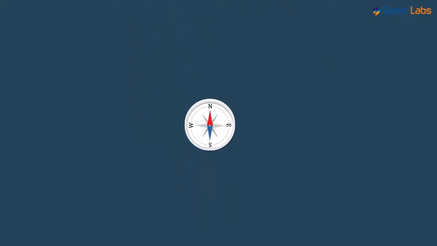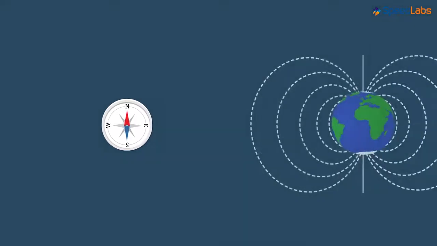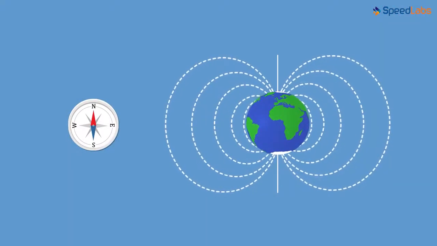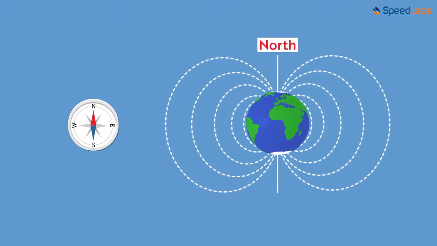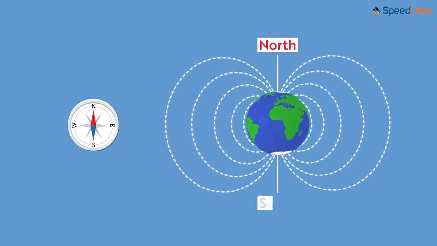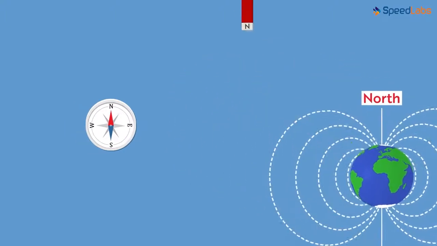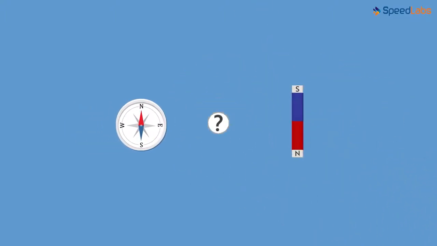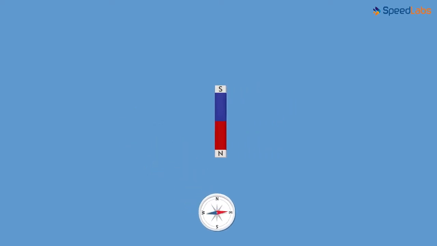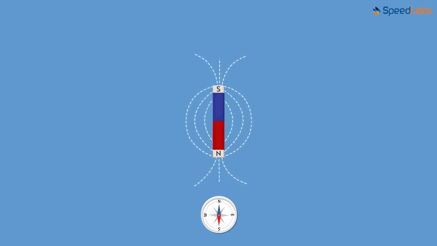Now we know for a fact that if we keep this compass at rest away from any other magnet, then it will align itself in the direction of the Earth's magnetic field. That is, the red part will point in the north direction, while the other part will point in the south direction. What will happen if we bring any magnet near this compass? Well, if we bring the north pole of a bar magnet near the red needle, the needle will show deflection. The needle now aligns itself in the direction of the magnetic field of this bar magnet.